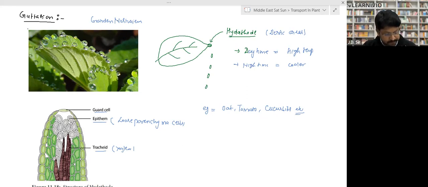Transpiration pull theory. So let me discuss with you what a transpiration pull is. Transpiration creates a pull, a kind of force, and that's why the water reaches up to the highest point of the plant. So this theory is called transpiration pull theory. Then we'll discuss the last theory, that is the mass flow theory, right?